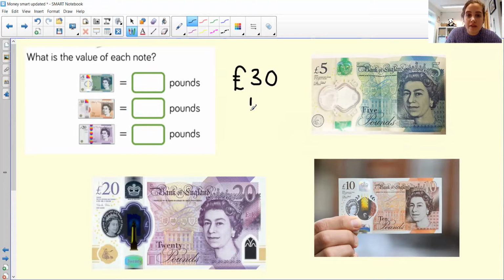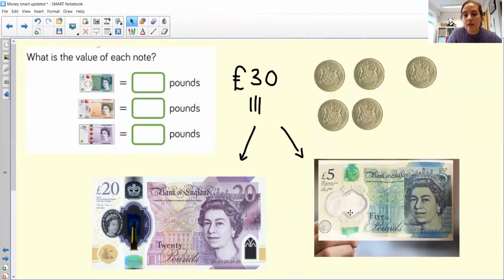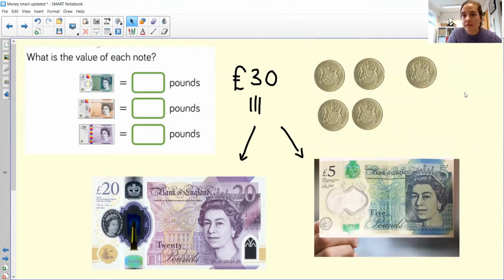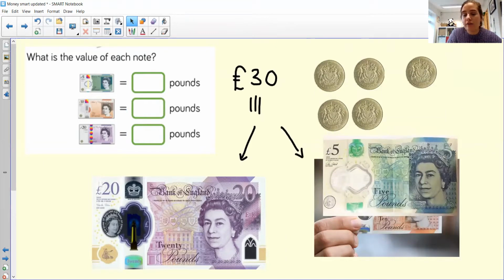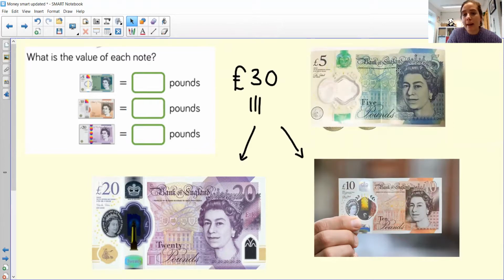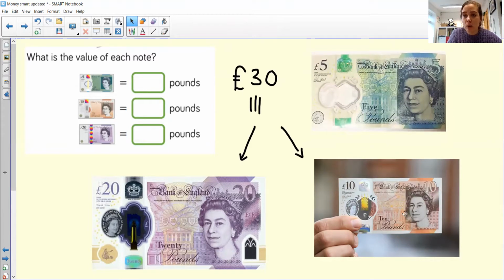So if we draw this, we have 3 groups of 10, sorry. Get that the right way around, Miss Dyer. So 3 groups of 10, I would use a £20 note and a £10 note because these are worth a £1 coin. So a £5 note is worth 5 £1 coins. A £10 note is worth 10 £1 coins. A £20 note is worth 20 £1 coins.